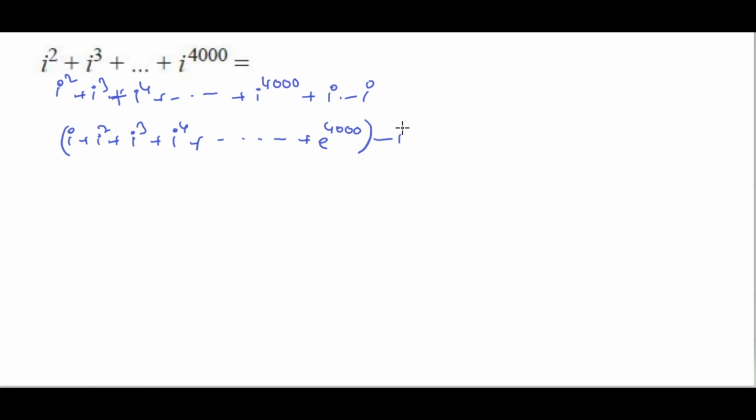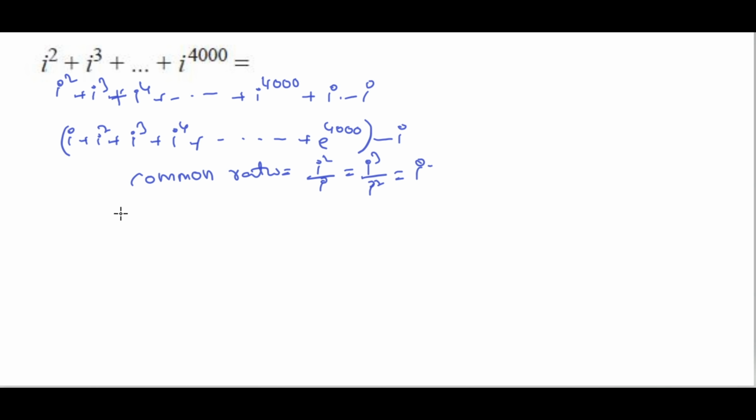minus i. This series is a GP series. Here common ratio is i square by i, that is i, and i cube by i square, that is i. Common ratio is equal to i square by i is equal to i cube by i square, that is equal to i. This series is GP series.